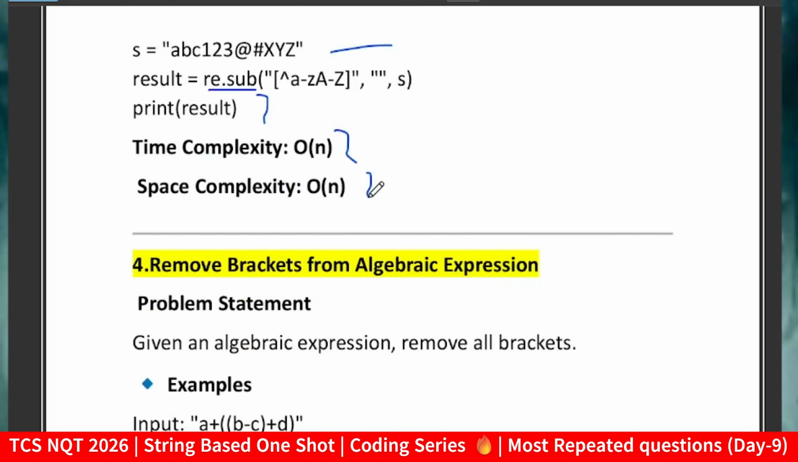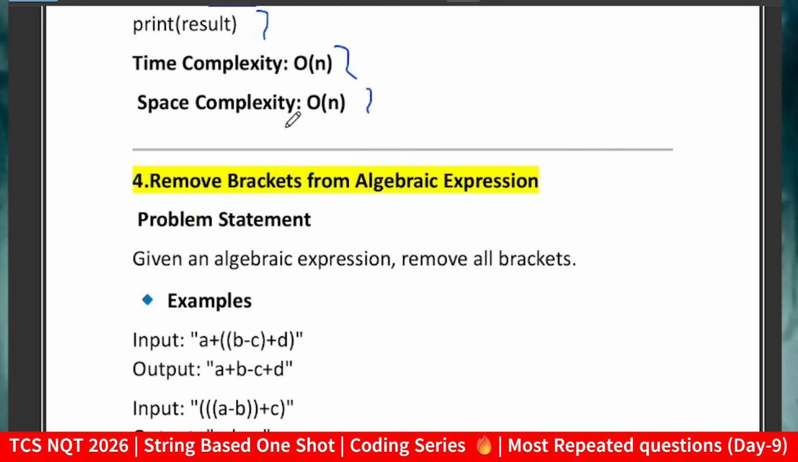Now you must comment the reason why the space complexity will be order of n. This is your homework. Try to find out the reason.